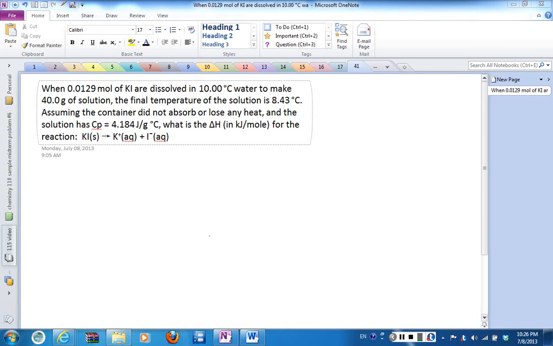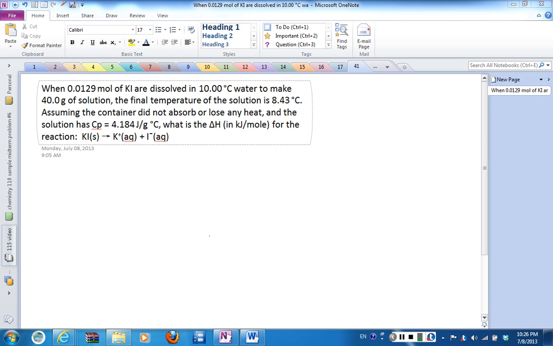When 0.0129 mole of potassium iodide is dissolved in 10 degrees Celsius water to make 40 grams of solution, the final temperature of the solution is 8.43 degrees Celsius. Assuming the container did not absorb or lose any heat, and the solution has a specific heat Cp equal to 4.184 joules per gram per degree Celsius, what is the delta H in kilojoules per mole for the reaction of potassium iodide dissociating into potassium ion and iodide ion?